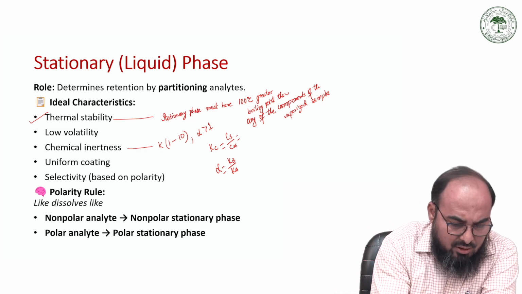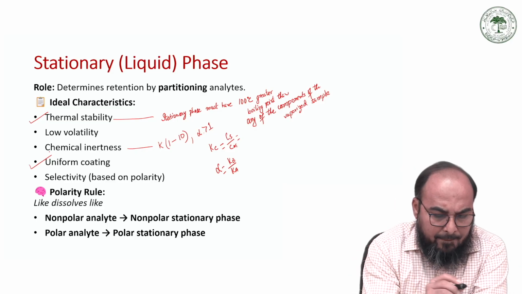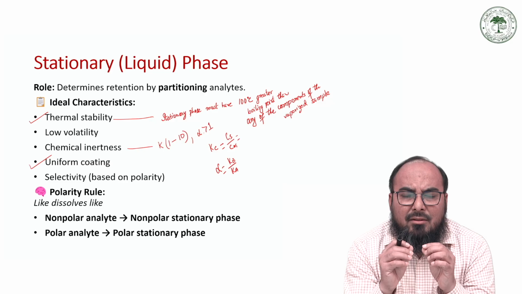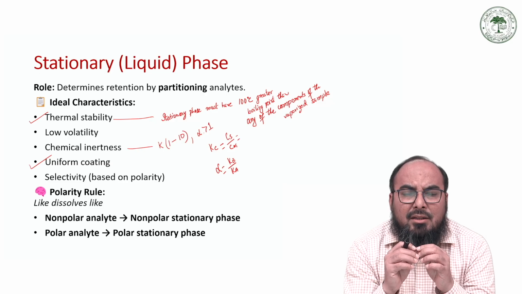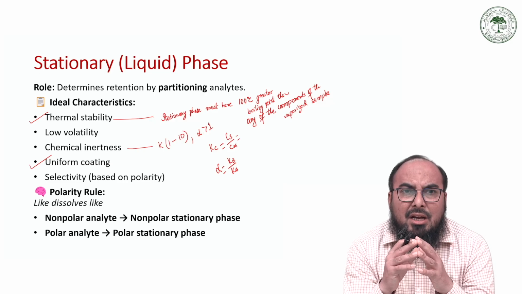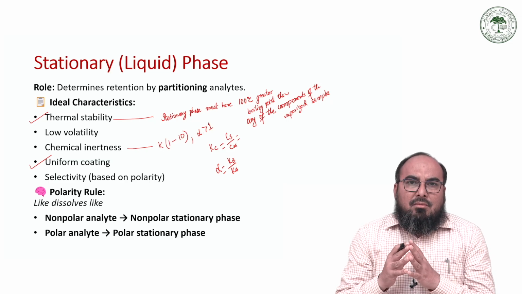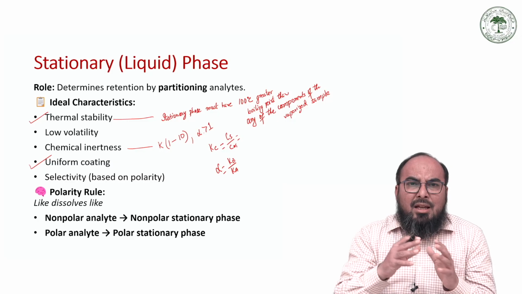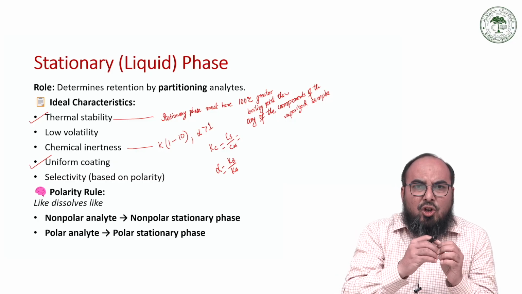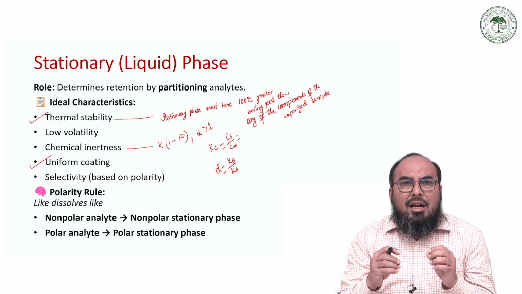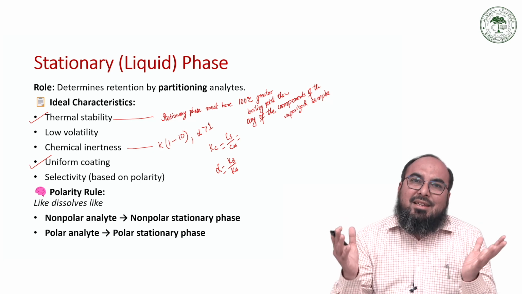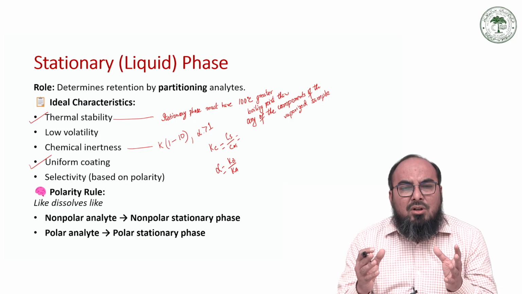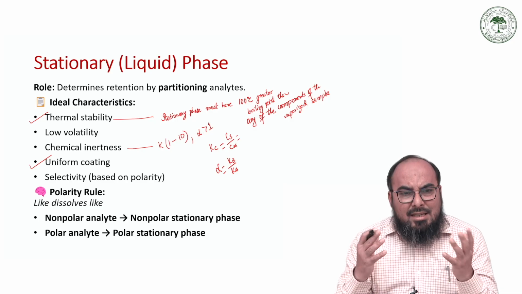Similarly, uniform coating. Coating must be uniform. By uniform coating I mean that if the thickness of the coating is too high, then besides partitioning, adsorption also comes into play. And if adsorption comes into play, then some solute molecules are being adsorbed and some are being partitioned, which will actually give you uneven peaks in the chromatogram. That actually leads to compromising of your separation.